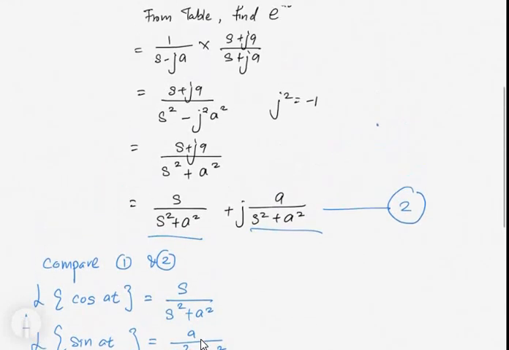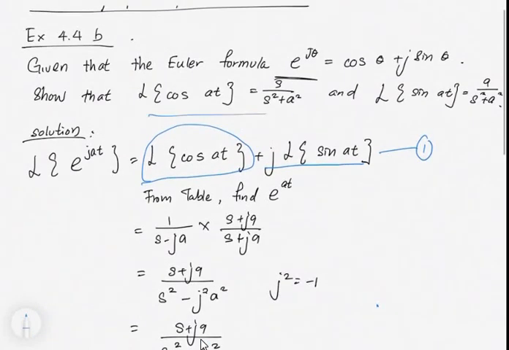So in this case, you have proven that the Laplace transform of cos is equal to s over s squared plus a squared, whereas the Laplace transform of sine is equal to a over s squared plus a squared.